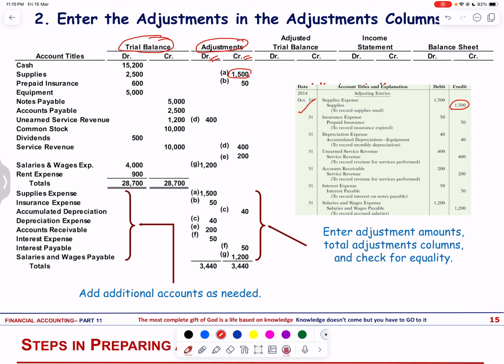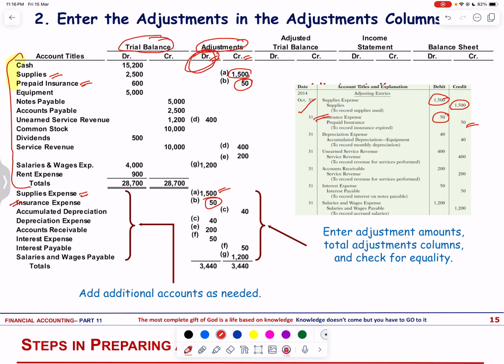Now this is supplies and this is not supplies expense. You can see that there are no supply expenses in the trial balance. So we have added a new account, supplies expense, and since this is debit by 1500, we have recorded this in the debit column. The second one is the insurance expense debit and prepaid insurance credit by 50. Prepaid insurance is already there in the trial balance and this is credit, so we have recorded it in the credit column. Once again we don't see insurance expense, so we have added a new account, insurance expense, and because this is debit by 50, we have recorded insurance expense by 50 in the debit column.